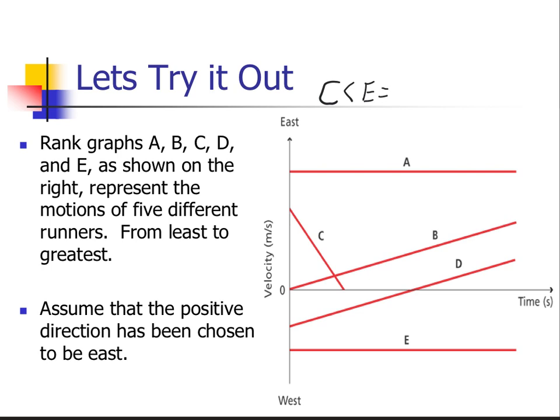Because E and A are the same slope, they would be equal. Just one is in a positive velocity, which might mean they're moving in a positive direction, and the other velocity might be moving in an opposite direction. Their slope is exactly the same.